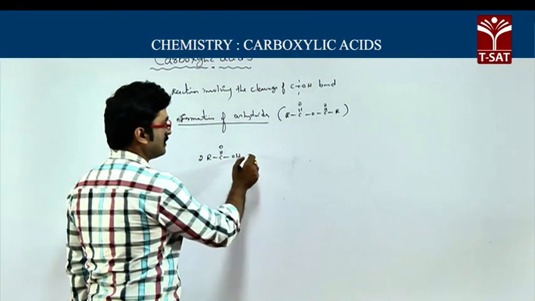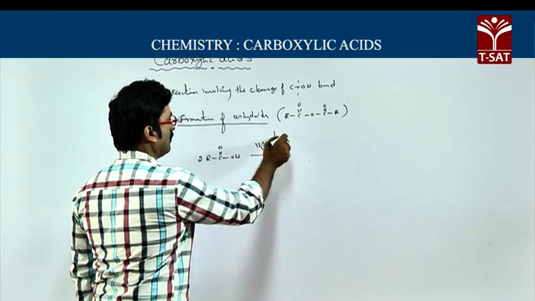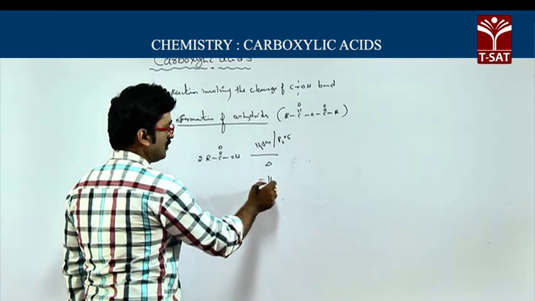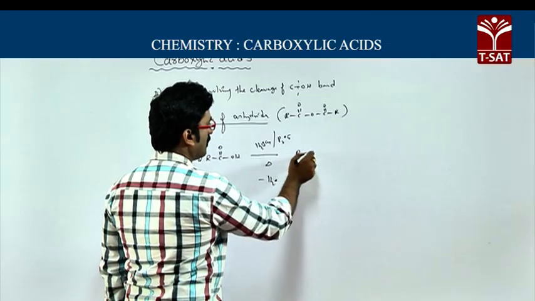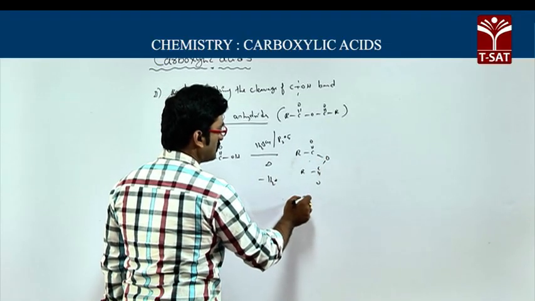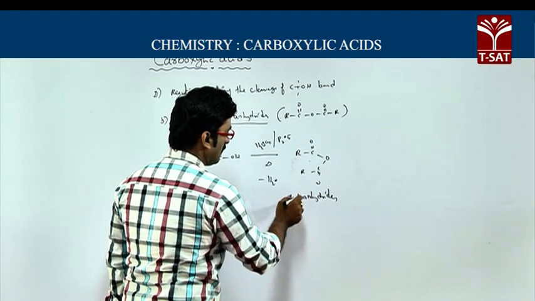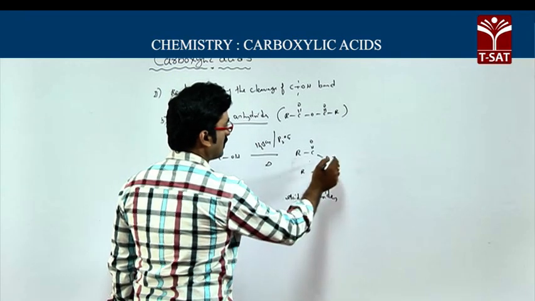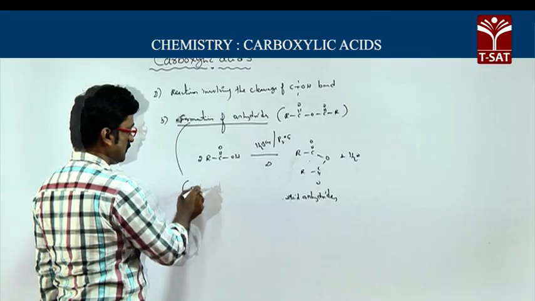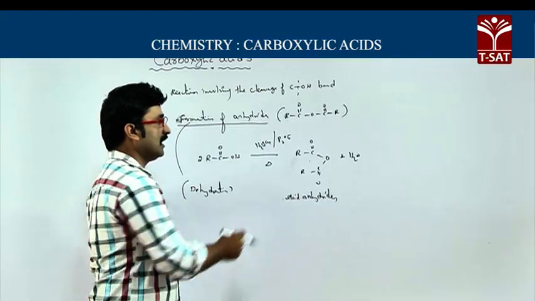When carboxylic acids are heated with H2SO4 or P2O5, okay, they lose water, minus H2O, and you will get R C double bond O C double bond O R. These are called as anhydrides, acid anhydrides, or else here you can write water, and this reaction is called dehydration. Okay, the dehydration of carboxylic acid gives anhydrides.